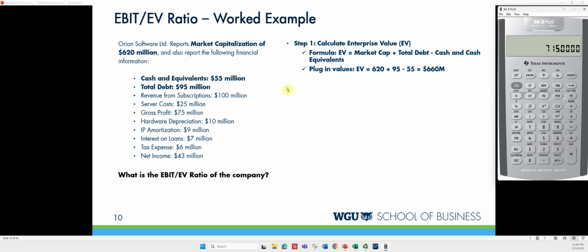Okay, the last thing we need to do is subtract out all cash and cash equivalents because those can be used to pay down any outstanding debt. So we're going to subtract that $55 million. And we get a total enterprise value of $660 million.